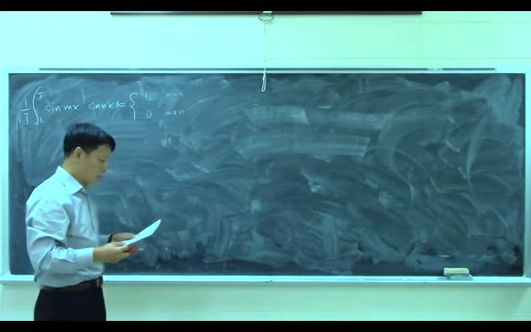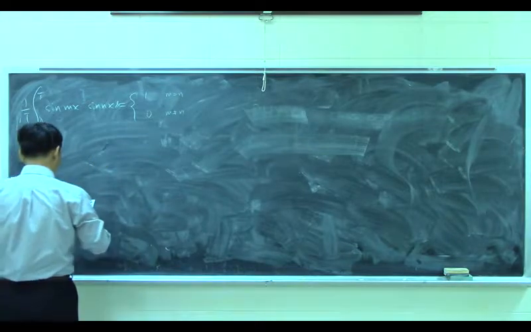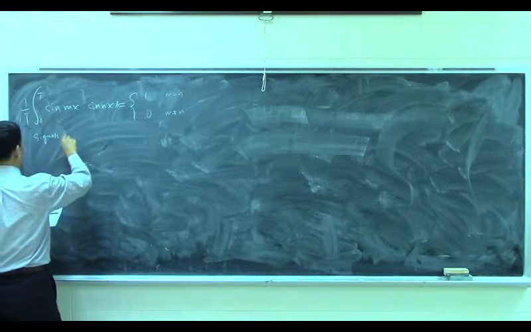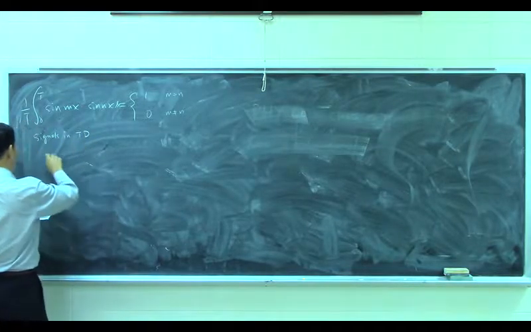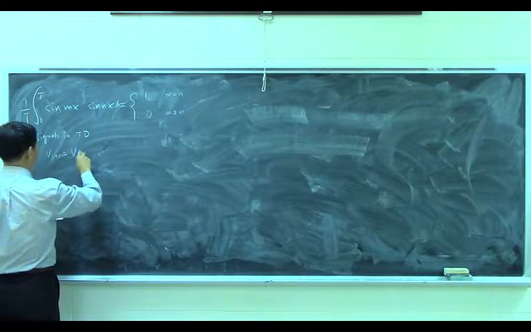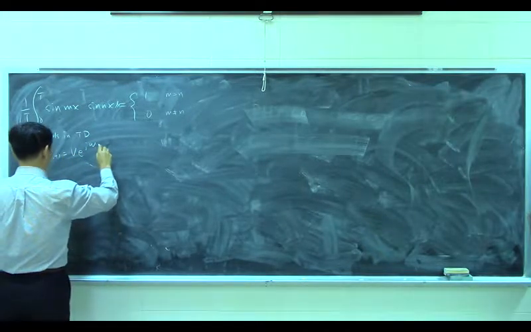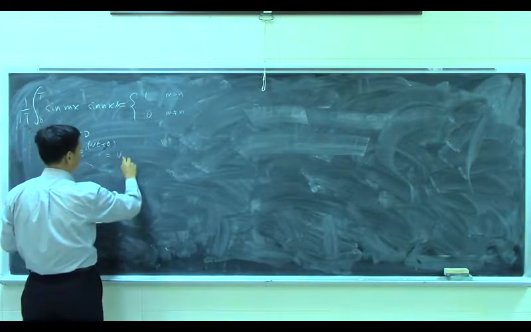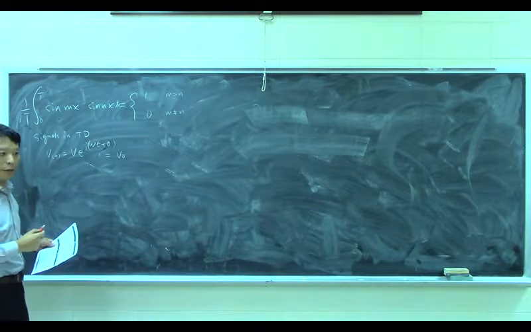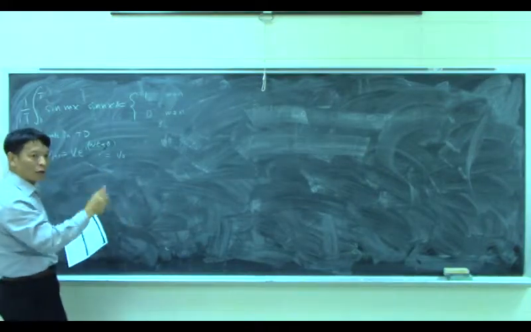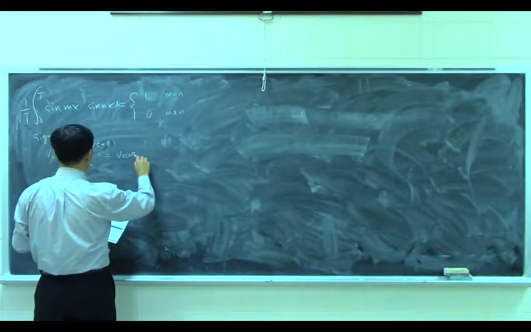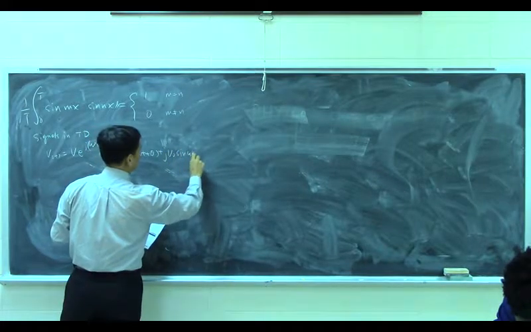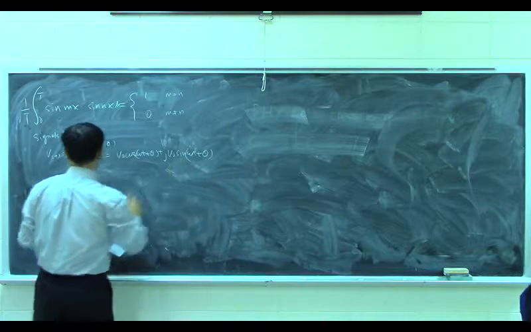Next one, we are going to discuss signals in time domain. v(t) equals V e to the j omega t plus theta. And this one can be represented in exponential form. And we can represent this in real part and imaginary part. So that's going to be V0 cosine omega t plus theta, then plus j V0 sin omega t plus theta.